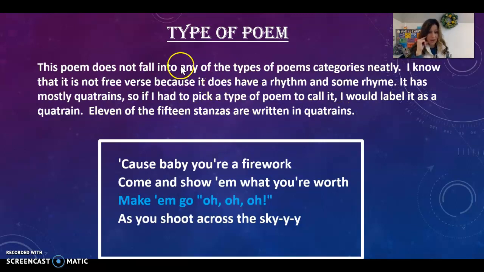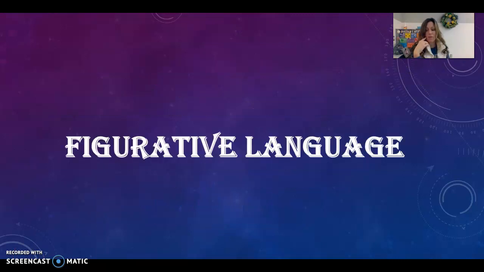Now, you may choose a song that isn't even written in quatrains. So you may have to say that it doesn't fall into any type of the poem categories, but does it have rhythm? Does it have rhyme? Do you know it's not a free verse? Okay. And then I gave an example of the quatrain down here, the 4 lines that, of course, are repeated. It's always nice to give examples of what you're talking about.